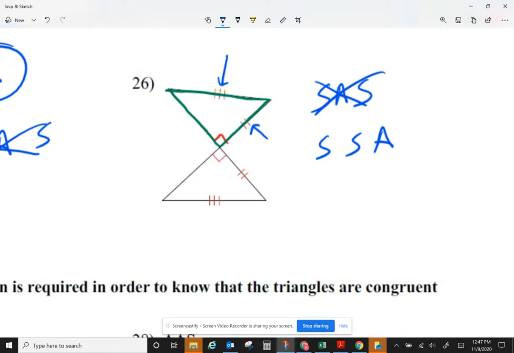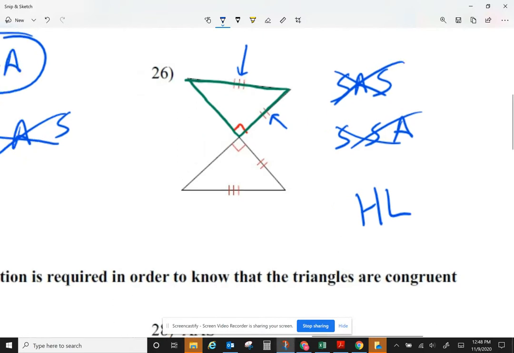But then I said side, side, angle works only if the angle is 90 degrees. But then we don't call it side, side, angle. We call it HL, hypotenuse leg. So if you type in side, side, angle, it will be marked incorrect. We're looking for hypotenuse leg, HL.